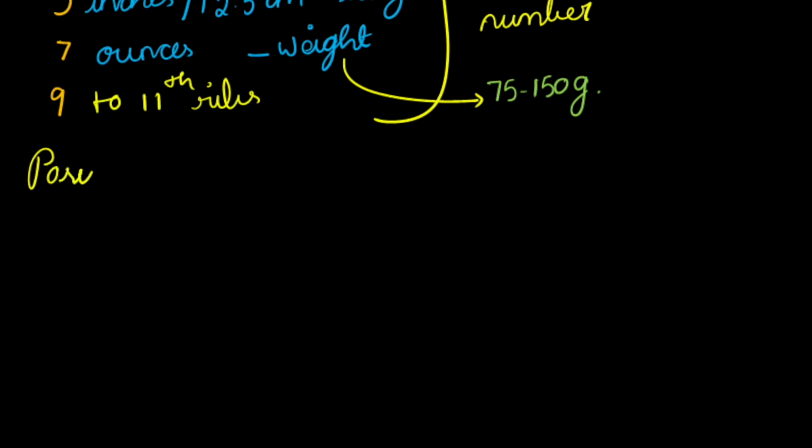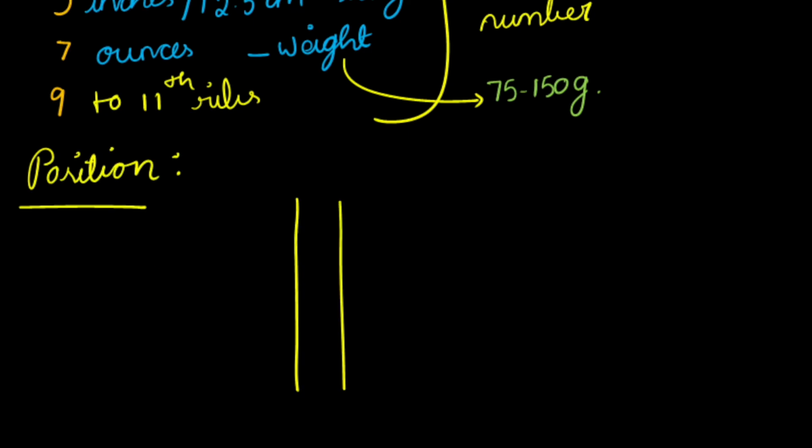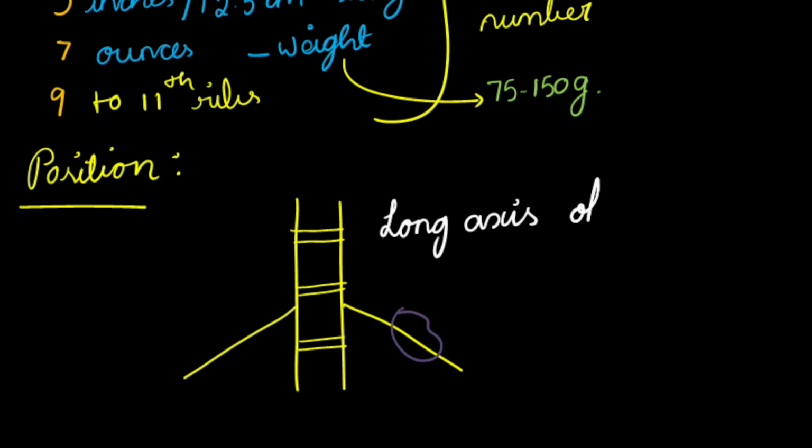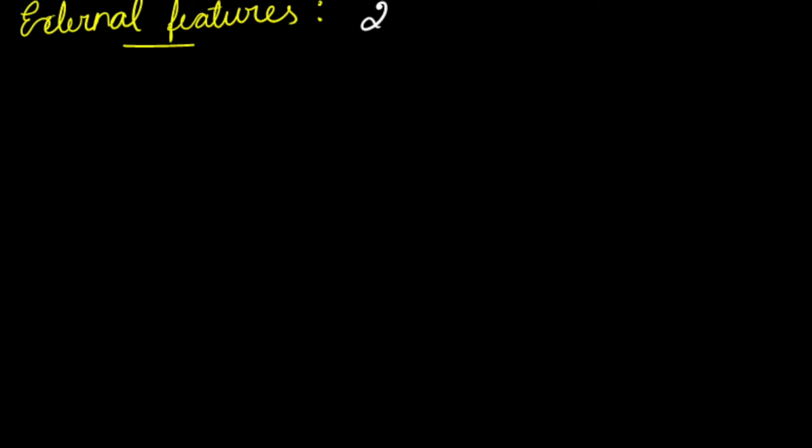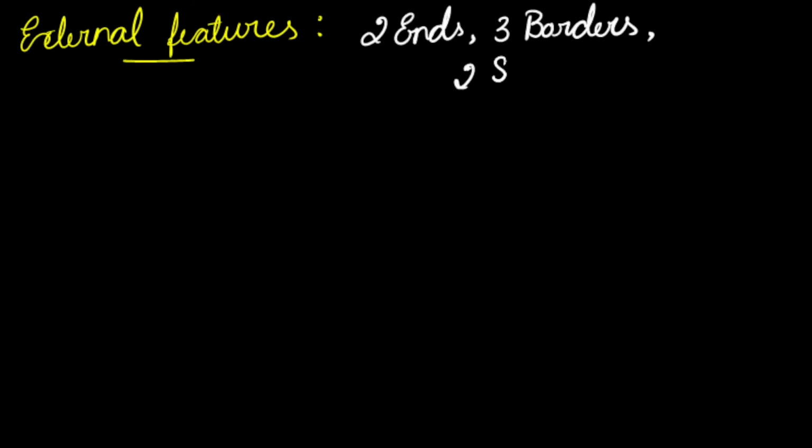So now regarding the position of the spleen. So this is our vertebral column. So there arises our 10th rib, and this spleen lies in the long axis of the 10th rib. So now regarding the external features. In external features we have 2 ends, 3 borders, 2 surfaces.